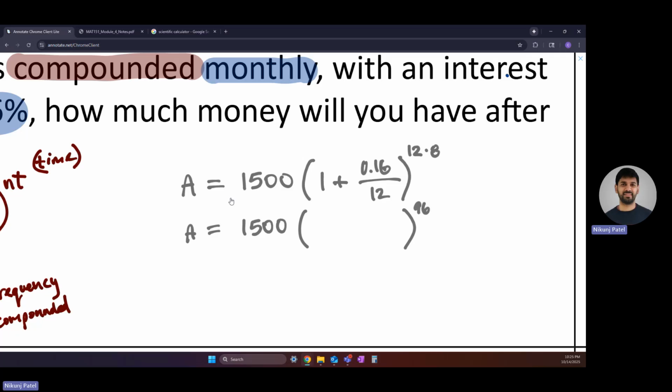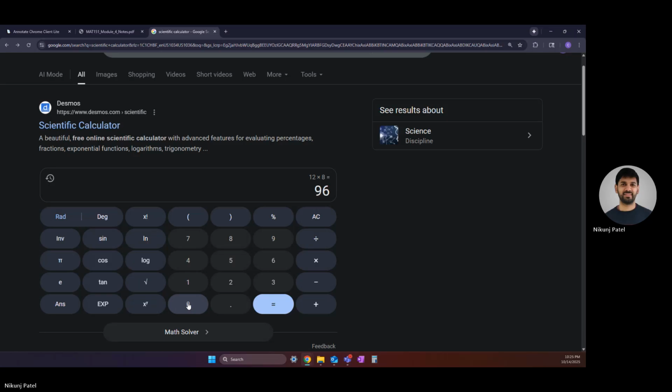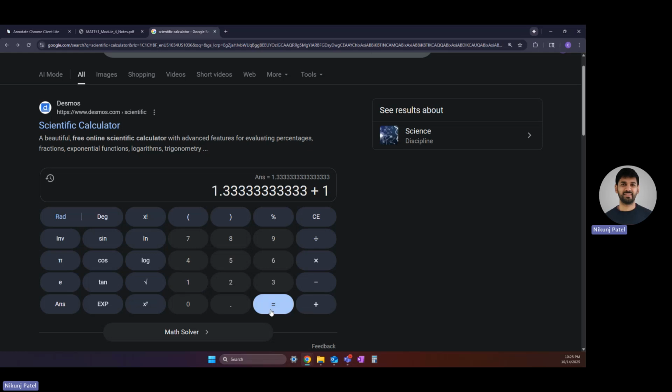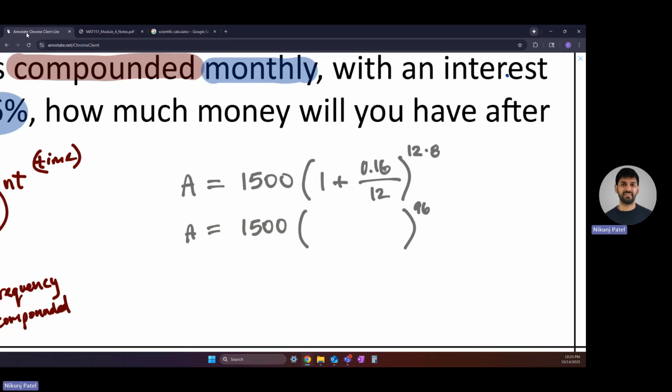And then we've got this 0.16 over 12. That's 1.33, and we add 1 to it. So we're going to do plus 1. So we get 2.33 repeating. So I'm going to put 2.333. It was probably a good idea to put 4 or 5 decimals in there.